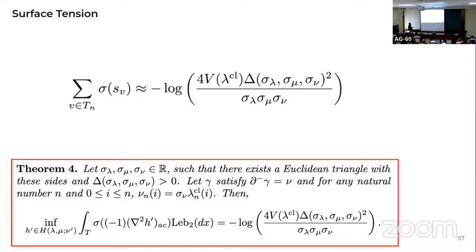So the summation over the triangular grid, if we take the summation of sigma S V over the triangular grid, we obtain this value. So this is a numerical approximation of that. And we use this equation to form an approximation of the surface tension function.